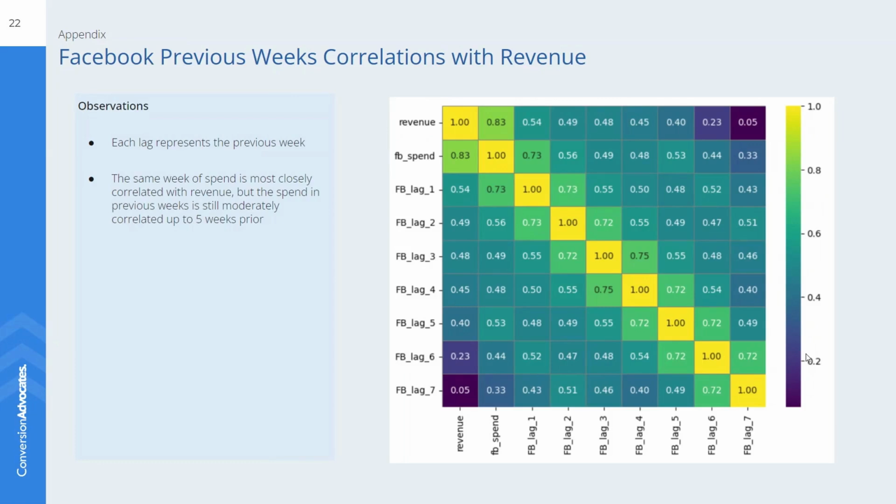This is just showing that previous week's spend on Facebook is still correlated with the current week, and that declines the more that you look back in time. So 7 weeks ago, the Facebook spend is not correlated with this week's revenue, but 2 weeks ago is still very positively correlated, just not as much as the current week.